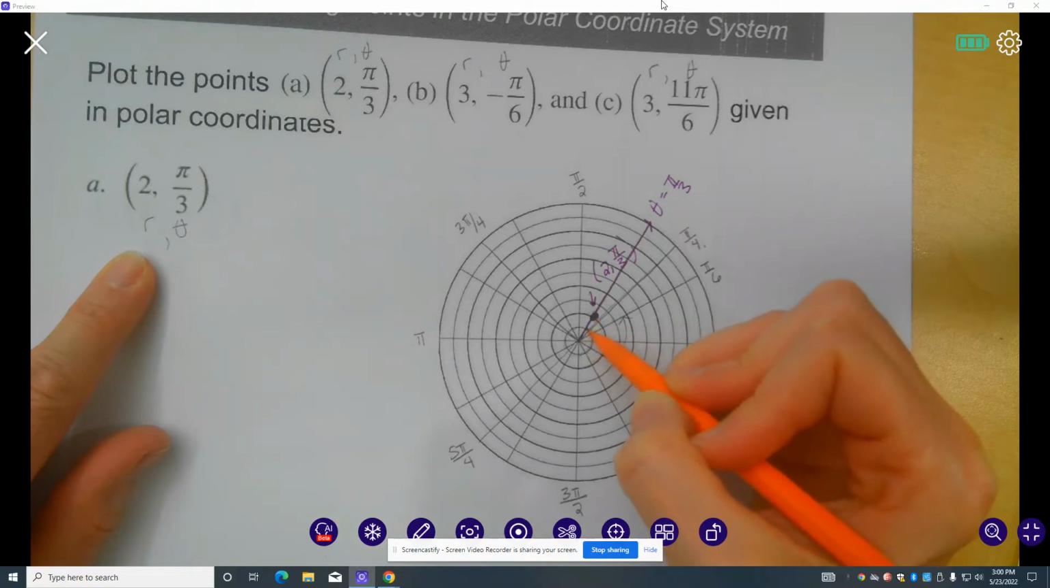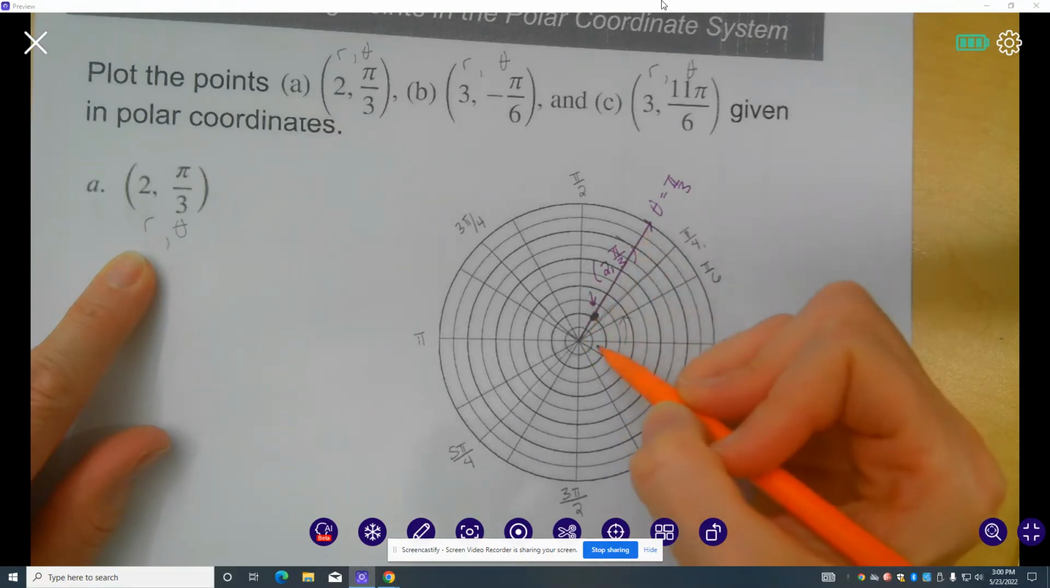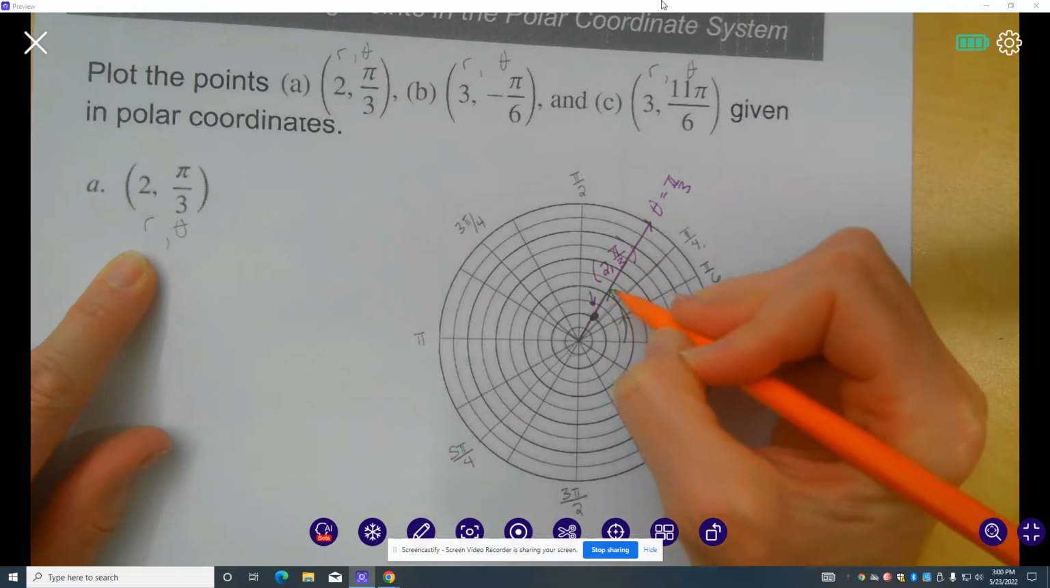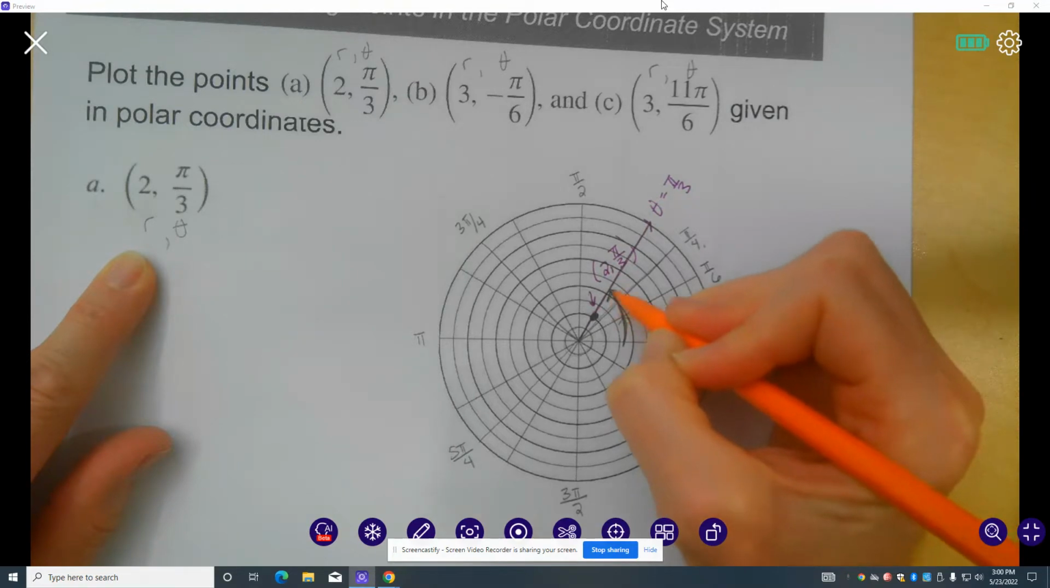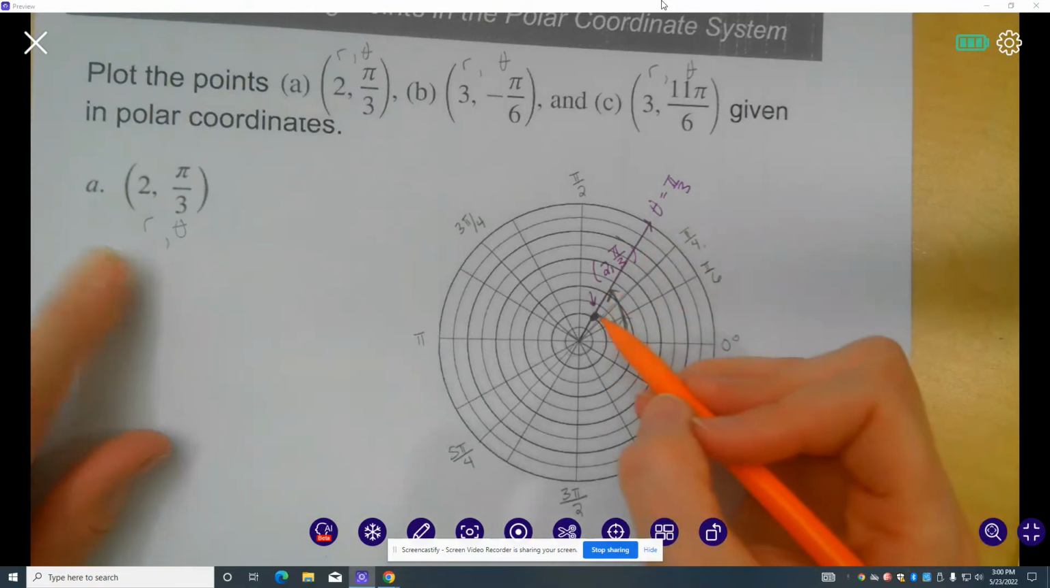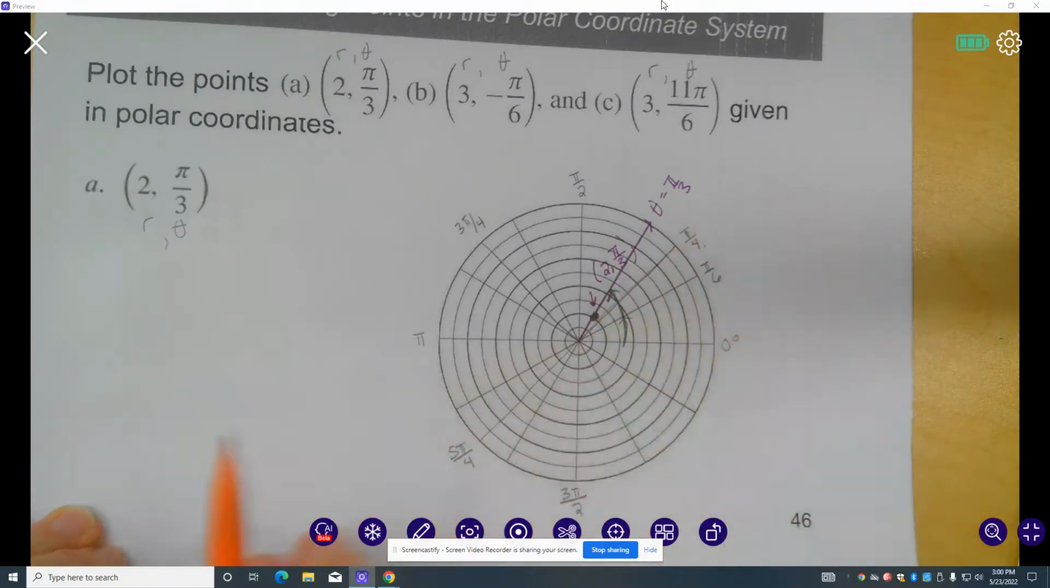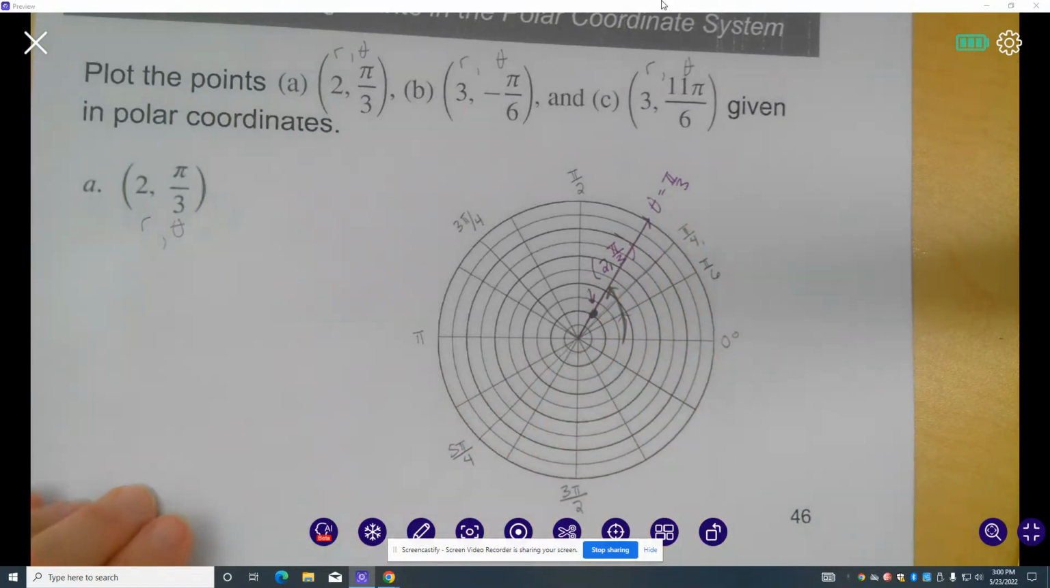Second circle, so a circle of radius 2 and an angle. The angle is measured just like we measure it for unit circle, an angle of pi over 3. So that would be the coordinate point 2 comma pi over 3 in the polar coordinate system.